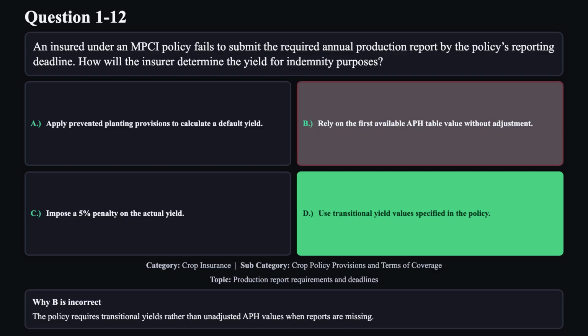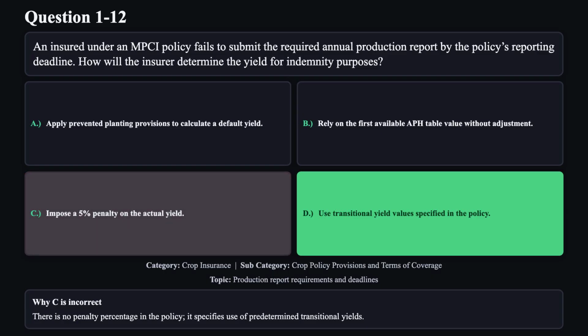Reason B is not correct. The policy requires transitional yields rather than unadjusted APH values when reports are missing. Reason C is not correct. There is no penalty percentage in the policy. It specifies use of predetermined transitional yields.